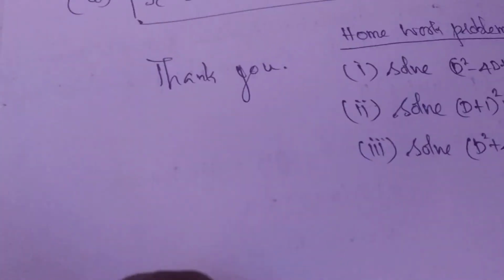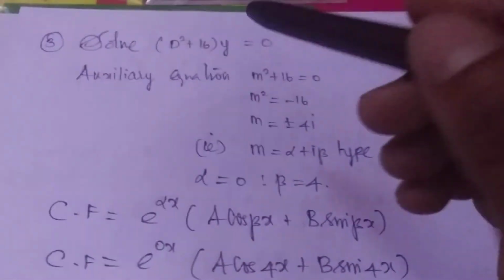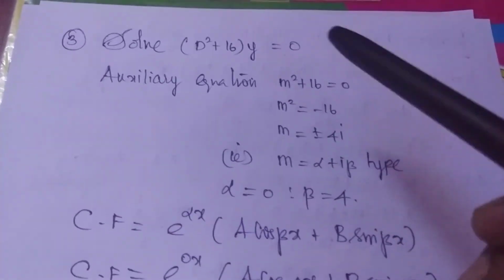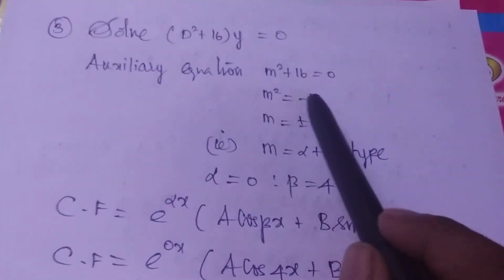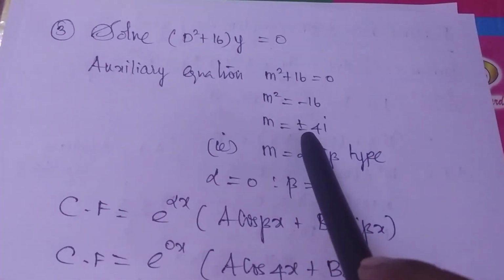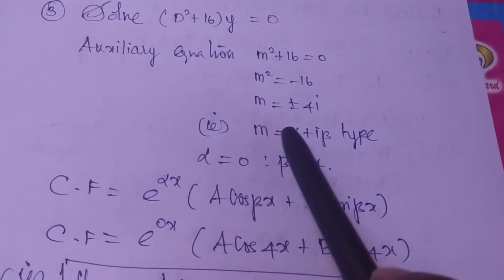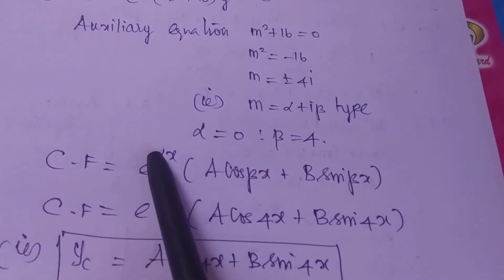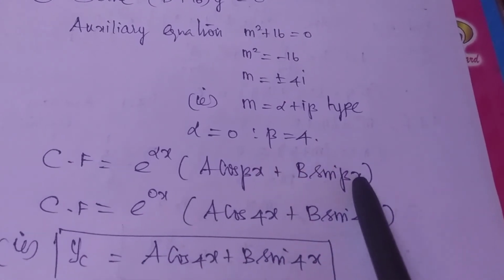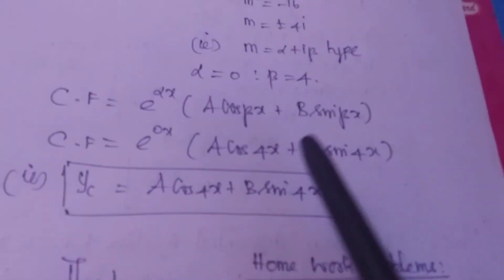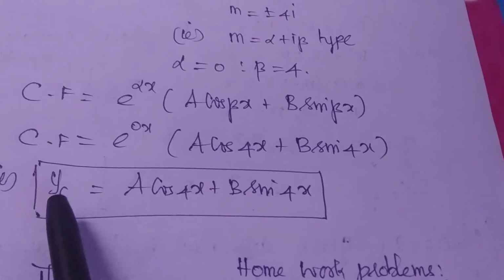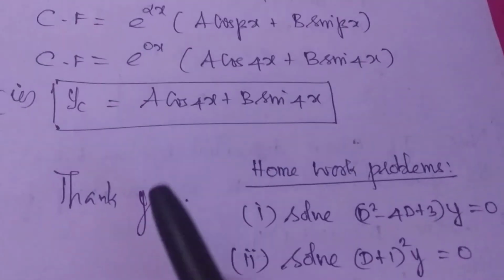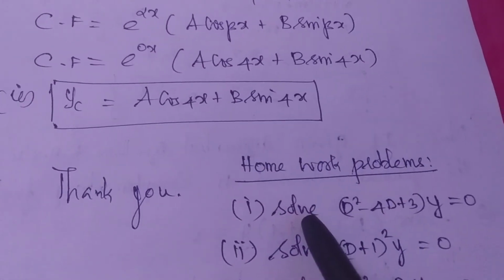And for case 3, one problem: solve D square plus 16 into y equal to 0. The auxiliary equation is m square plus 16 equal to 0. m square equals minus 16, so m equals plus or minus 4i. That is of the type m equals alpha plus i beta, with alpha 0 and beta 4. The complementary function is e power alpha x, a cos beta x plus b sin beta x. So y is equal to a cos 4x plus b sin 4x, because e power 0x is 1.